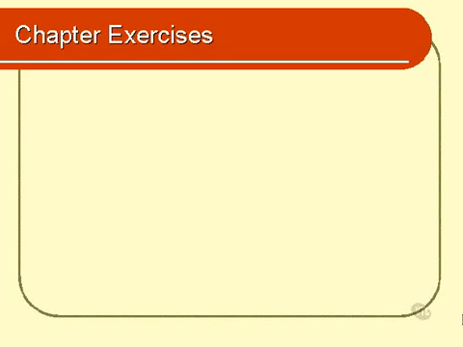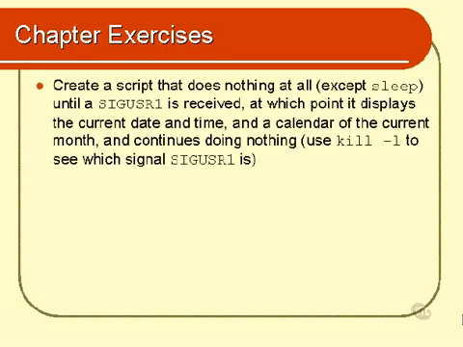Okay, so here are the final chapter exercises for the course. The first exercise is to create a little script that does nothing at all except sit there and sleep. And when I say sleep, I mean really just do nothing at all except sleep. And whenever a SIGUSR1 is received, I want the program to display the current date and time followed by the current calendar month, and then continue doing nothing at all.